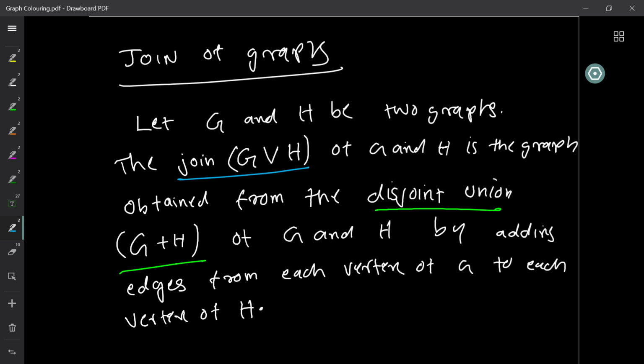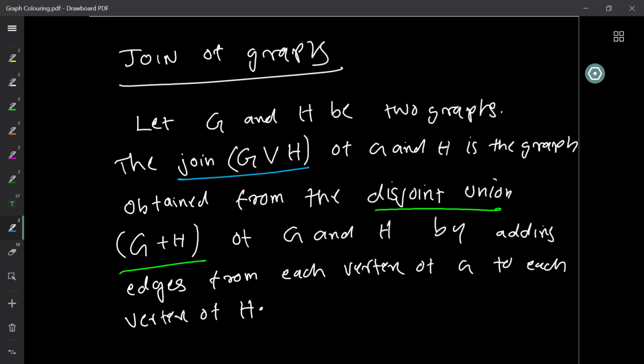If G and H are two graphs, then the join is the graph obtained by taking the disjoint union. You take the graph G, take the graph H, and put them together without doing anything. That is a disjoint union. But now you are going to add all possible edges between G and H. If you look at G and H as just the vertex sets, you can put a complete bipartite graph in between them.